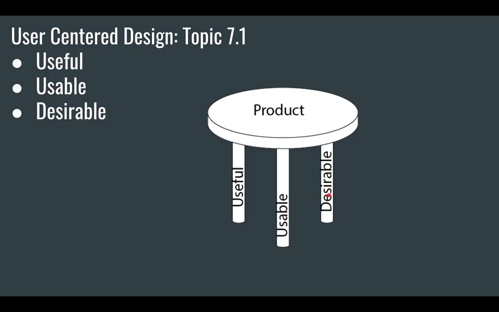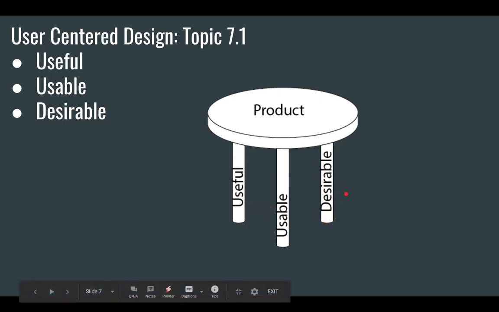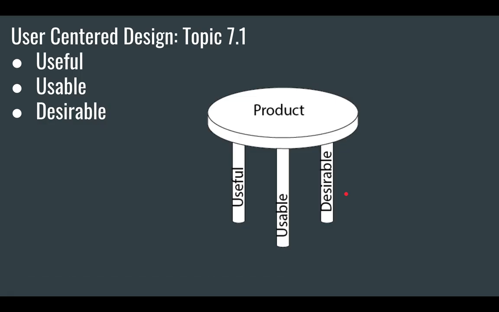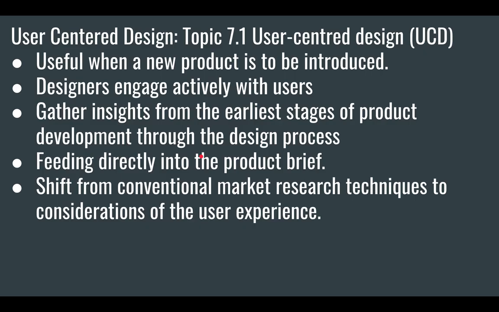Or you have something that's useful and usable, but not desirable, nobody wants it, then of course that's going to be a problem, and your product will not sell in the marketplace. So you have to think of useful, usable, and desirable as being the three legs that hold up your product and allow it to actually be something that will sell and something that we can market. Okay.